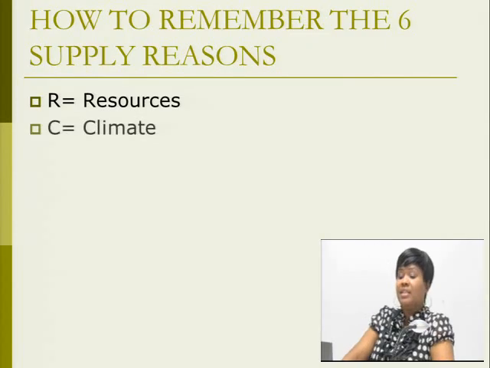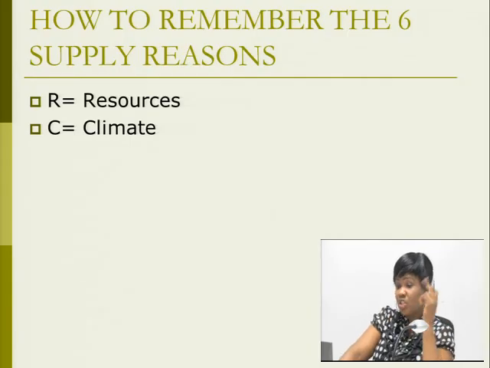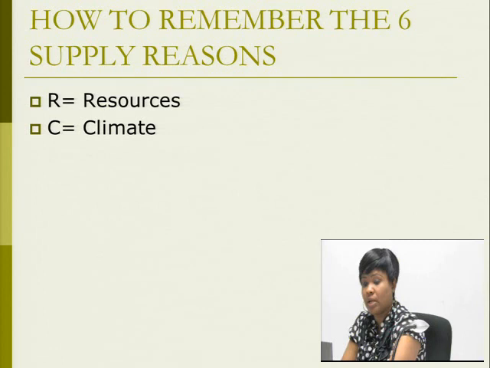The other one is C, climate. So climatic conditions also influence the supply of goods and services because the climate varies from one country to another, from one region to another. That is why we are trading with foreign countries.